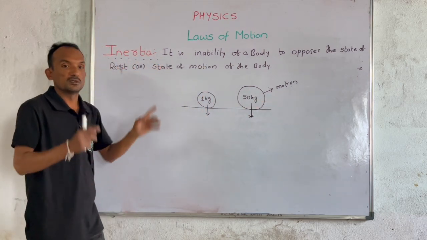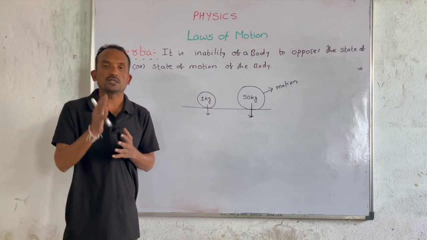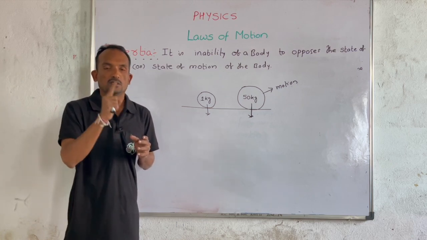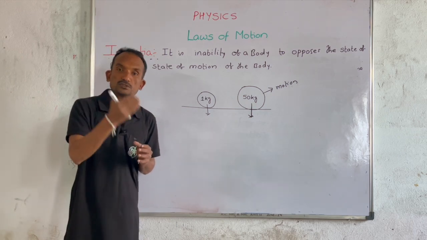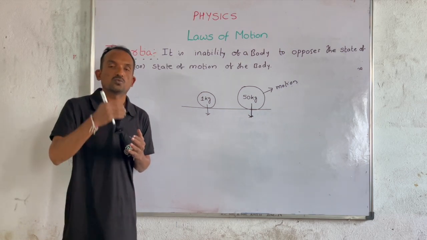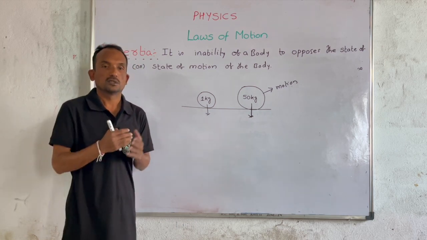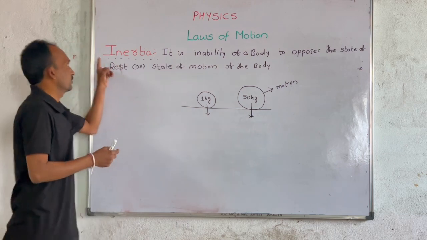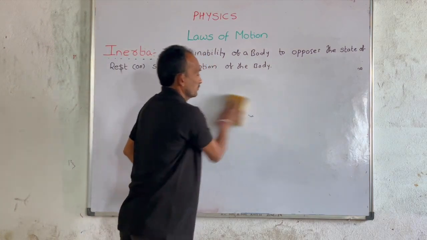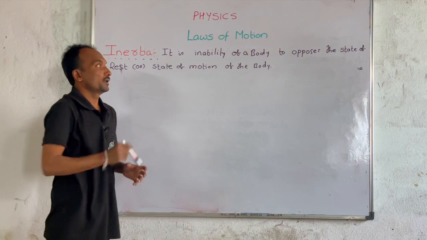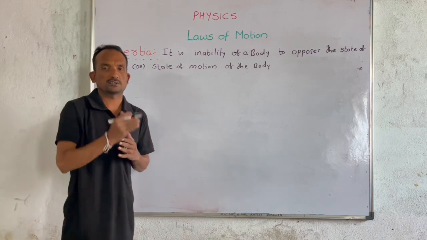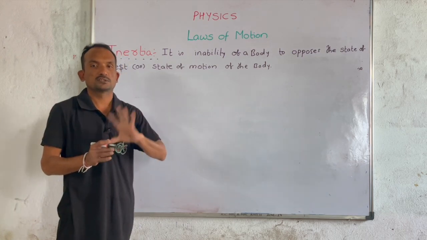That is inertia. In your room, in your classroom, in your dining hall, whatever it may be, a fan is rotating. The rotating fan opposes the state of rest because it wants to continue its motion. This property is called inertia. So what is the definition of inertia? It is the inability of a body, the property of a body, to oppose its state of rest or state of motion.